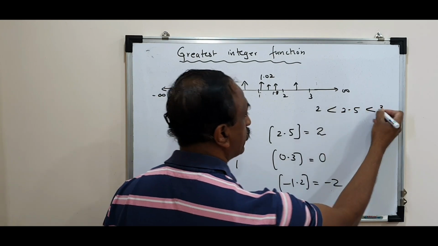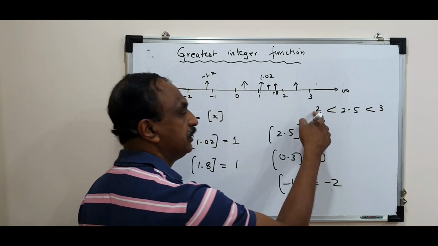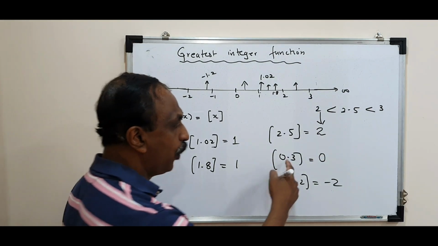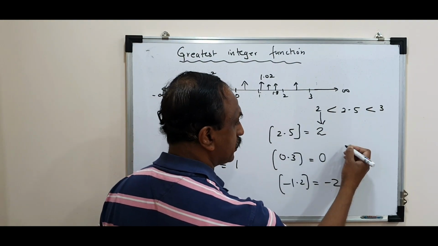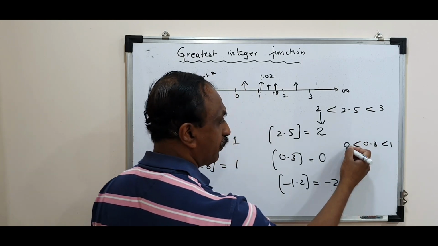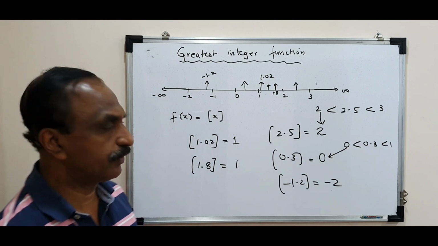What are they? 2 and 3. The lower one is 2, so that will be your answer. 0.3 lies between which two integers? 0 and 1. Which is the lower one? 0. So you will be taking the lower one, 0.